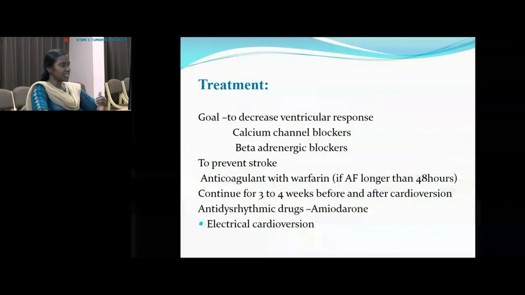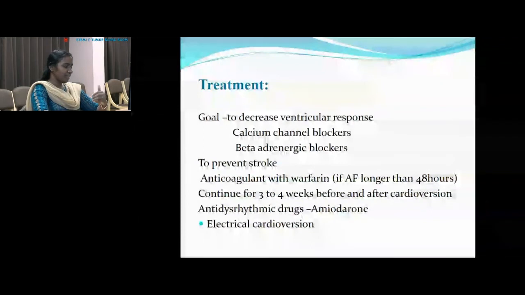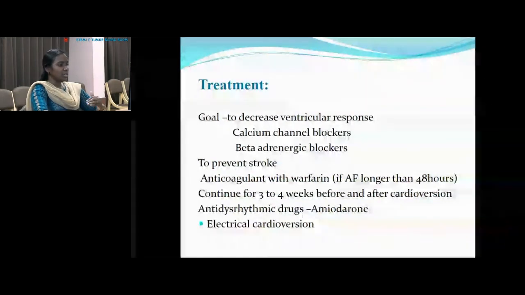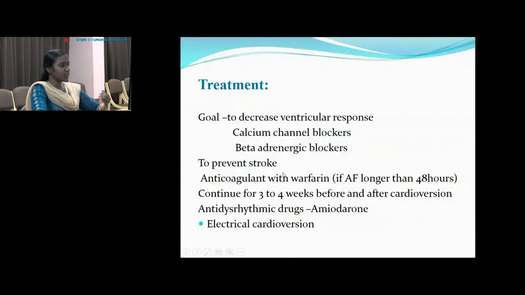And to prevent stroke, anticoagulant with warfarin should be given. This anticoagulant is indicated if the atrial fibrillation is observed for longer than 48 hours. If we provide cardioversion, anticoagulant treatment should be given 3 to 4 weeks before cardioversion, as well as continued for some period even after cardioversion. And an anti-dysrhythmic drug, amiodarone, should be given. This is mainly to convert the atrial fibrillation into normal sinus rhythm.